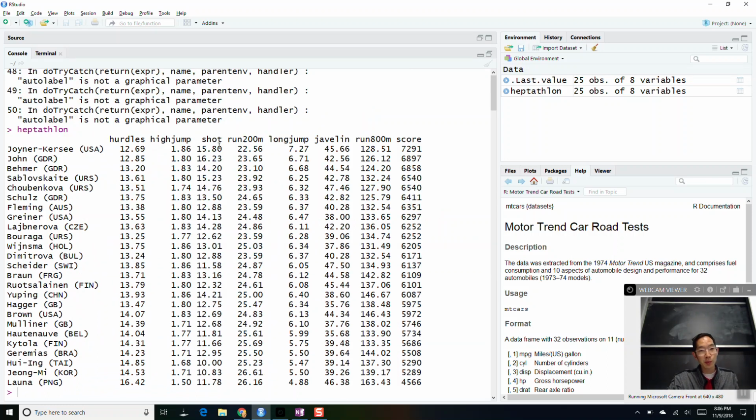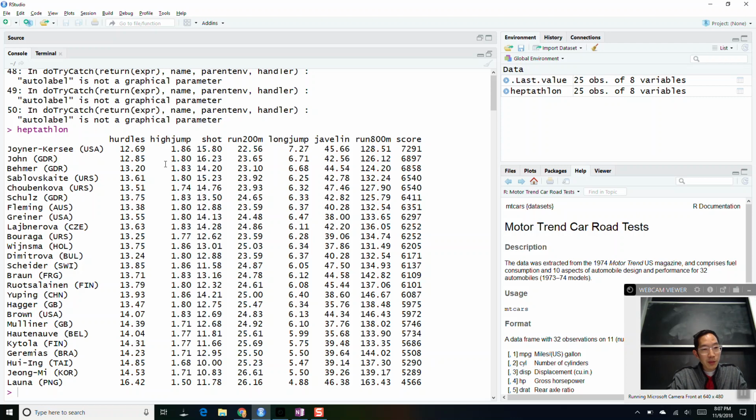If we take a look at the heptathlon data, this is what we have: hurdles, high jump, shot put, the 200-meter run, long jump, javelin, and 800-meter run. The Olympics already have a system to score the athletes based on these things, but it's an interesting exercise to see if we can create a score as well.